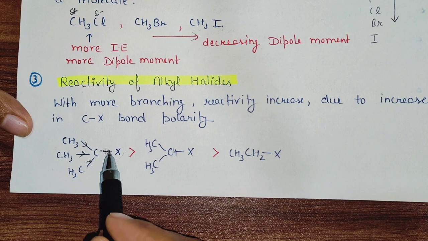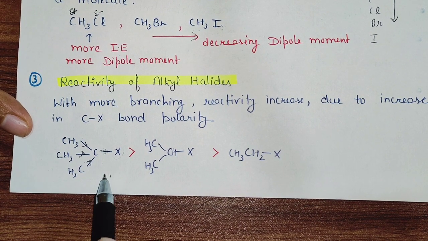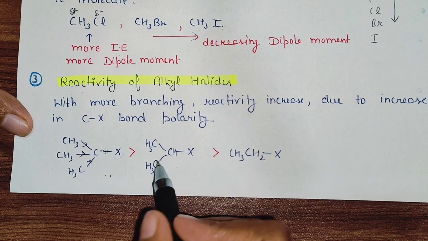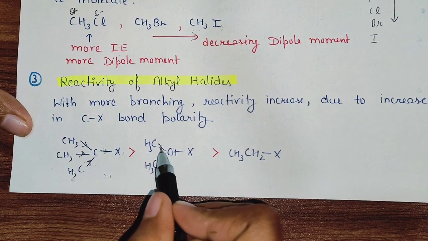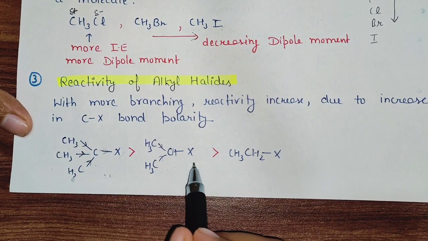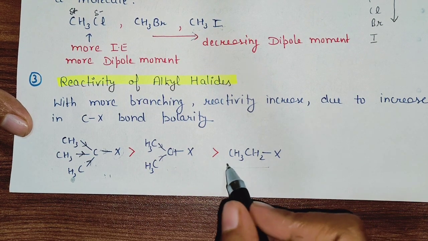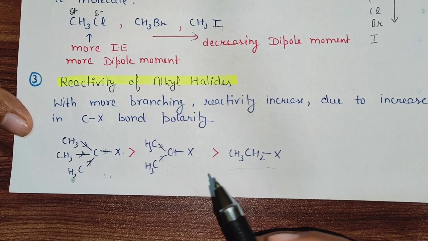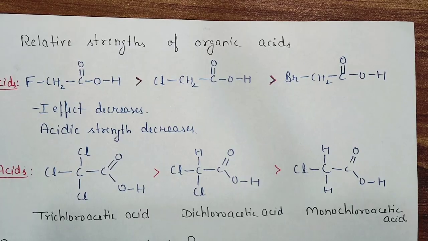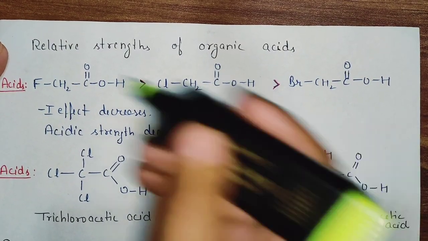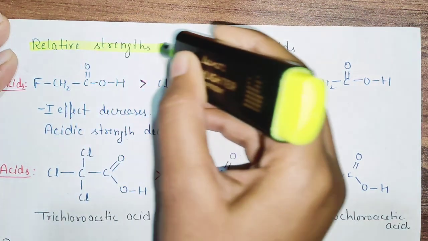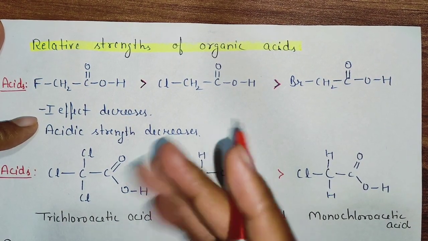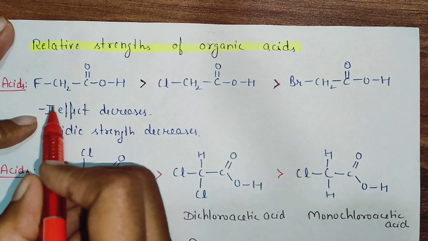So for reactivity of alkyl halide, this has maximum reactivity and this is less branched as compared to this. It will also release electrons. Less reactivity as compared to this, and after that this has lesser reactivity as compared to both of them. So next, relative strengths of organic acids. All these are acids.